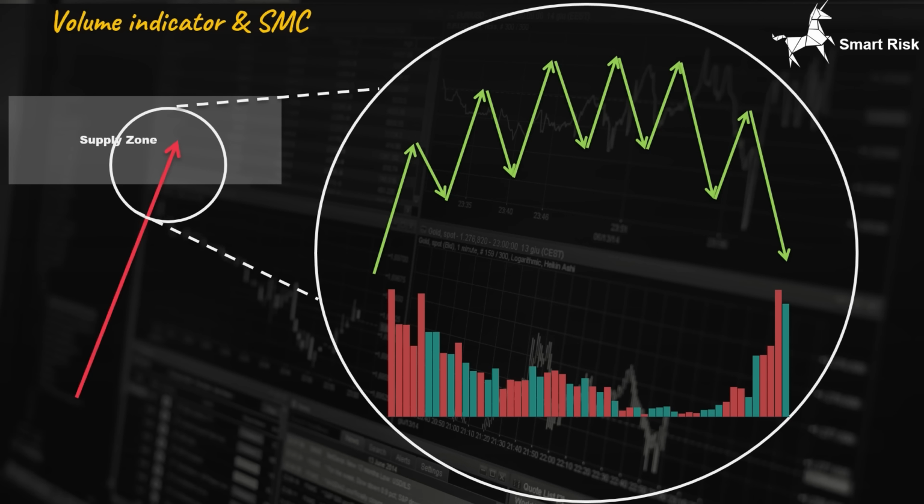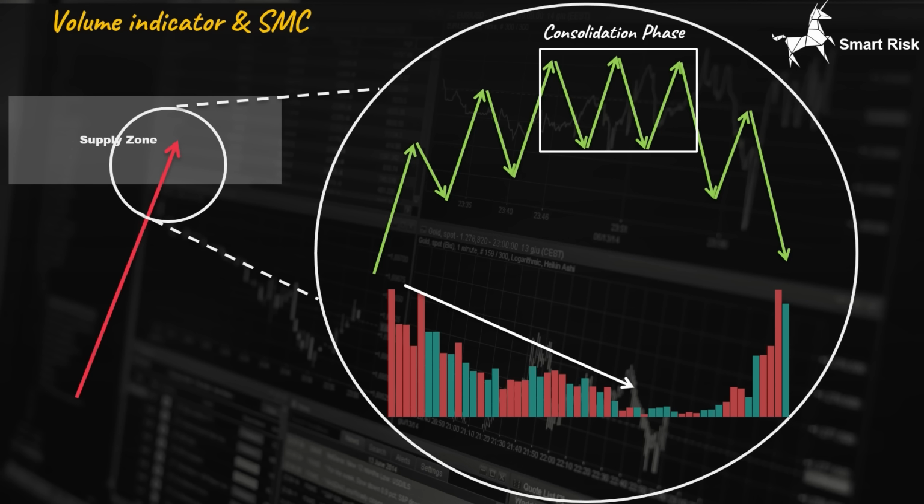What we want to see is for the price to mitigate the point of interest at various levels, and then slow down as it moves upward, entering a consolidation or distribution phase. During this phase, we look for a decrease in volume, indicating a bearish divergence.